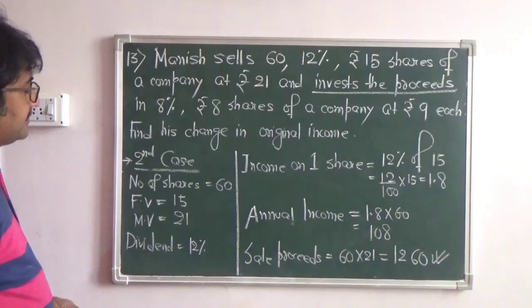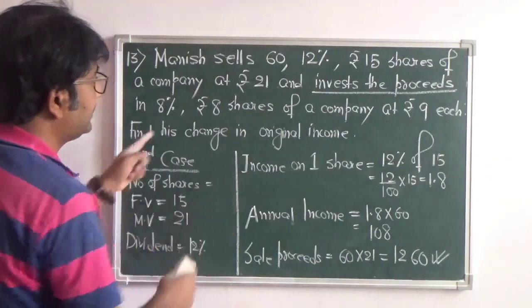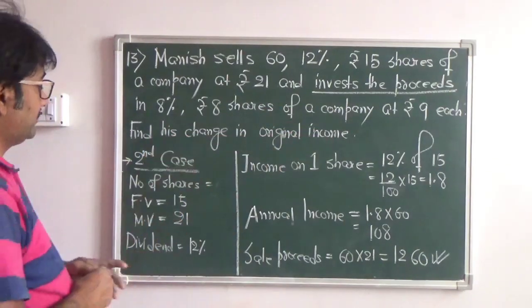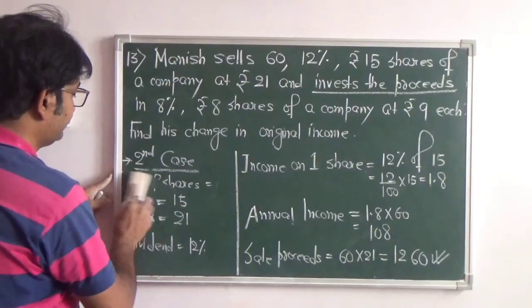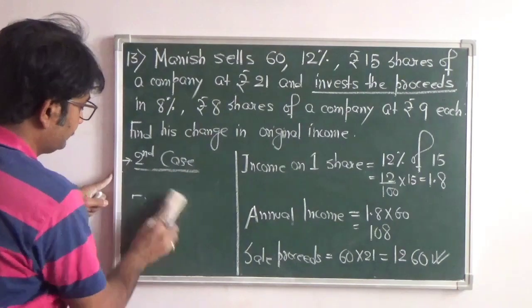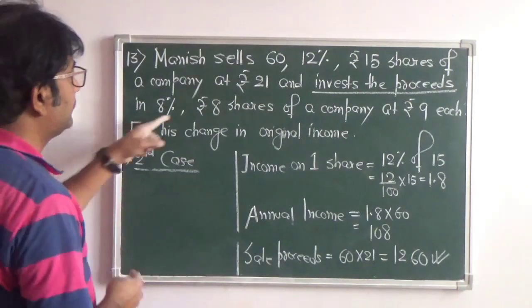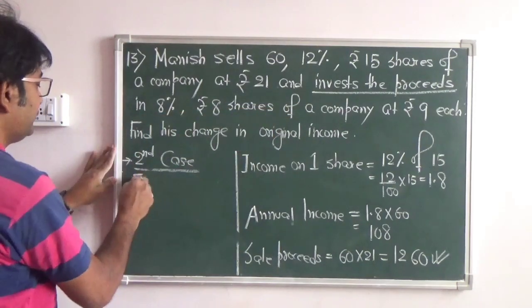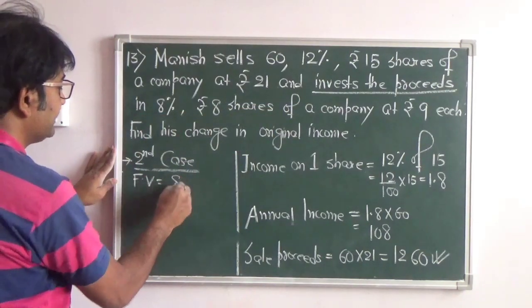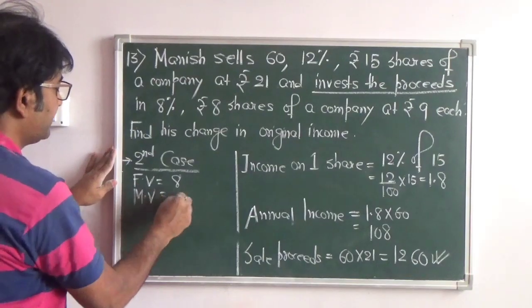Second is number of shares, that you have to find. This is a question mark. In this case, number of shares you don't know, that you have to find. So face value, the rupees 8 shares of a company at rupees 9. So face value equals rupees 8, market value rupees 9.